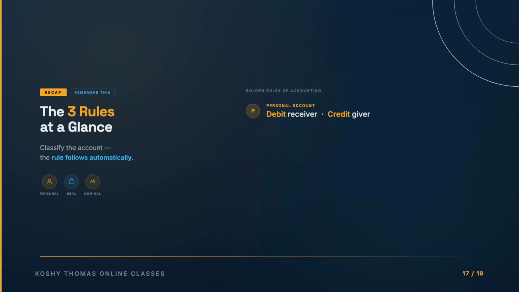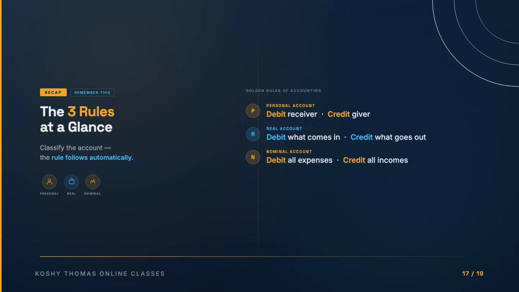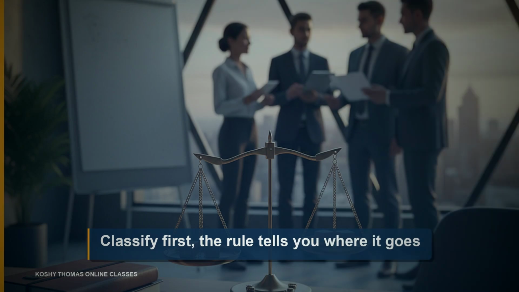Quick recap. 3 account types: personal, real, nominal. 3 golden rules: receiver and giver, what comes in and goes out, expenses and incomes. And the one idea that ties it all together: classify the account first, and the rule tells you exactly where to put the entry. That's the engine running under every journal you'll ever write.